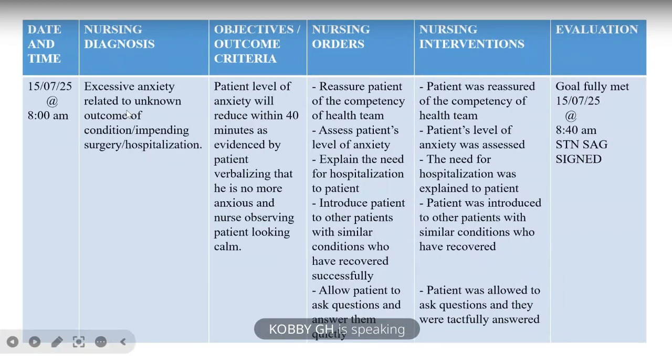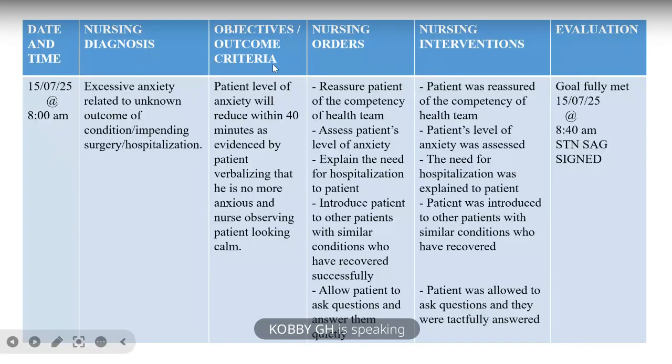excessive anxiety. You see, we didn't relate it to anxiety again. Excessive anxiety related to unknown outcome of condition, or you can relate it to impending surgery. That is, if it is an impending surgery. You can also relate it to change of environment. You can also relate it to hospitalization. Is that okay? Excessive anxiety related to unknown outcome. Don't write excessive anxiety related to anxiety or related to patient being anxious. That anxiety is representing your problem, so you can't relate problem to problem again.